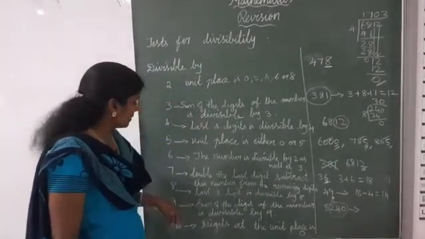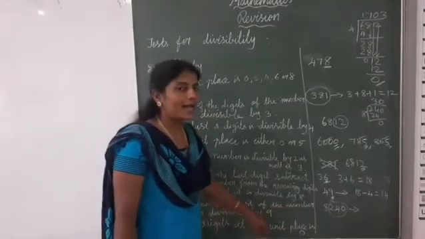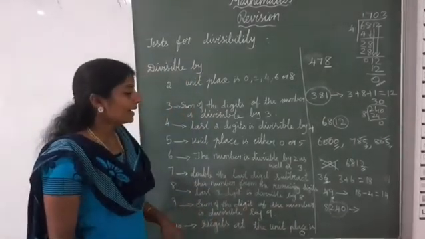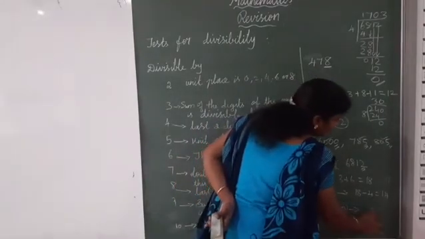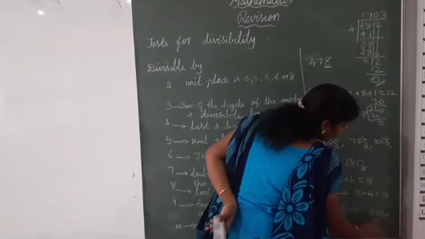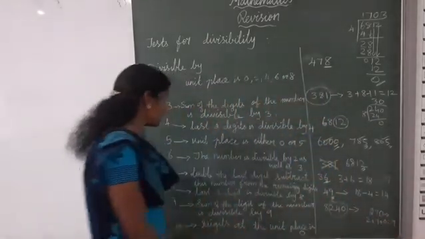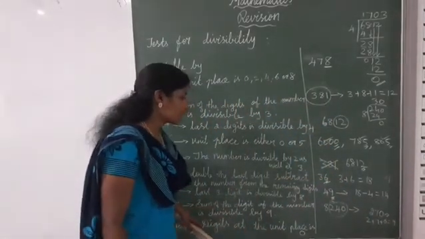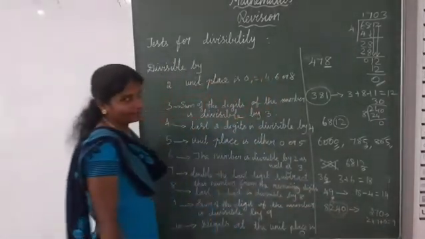Okay. Now if the sum of the digits of a number is divisible by 9, then that number is divisible by 9. For example, 270. Now we can add these 3 digits: 2 plus 7 plus 0 equals 9. Isn't it? 9 is divisible by 9. So we can say 270 is also divisible by 9.